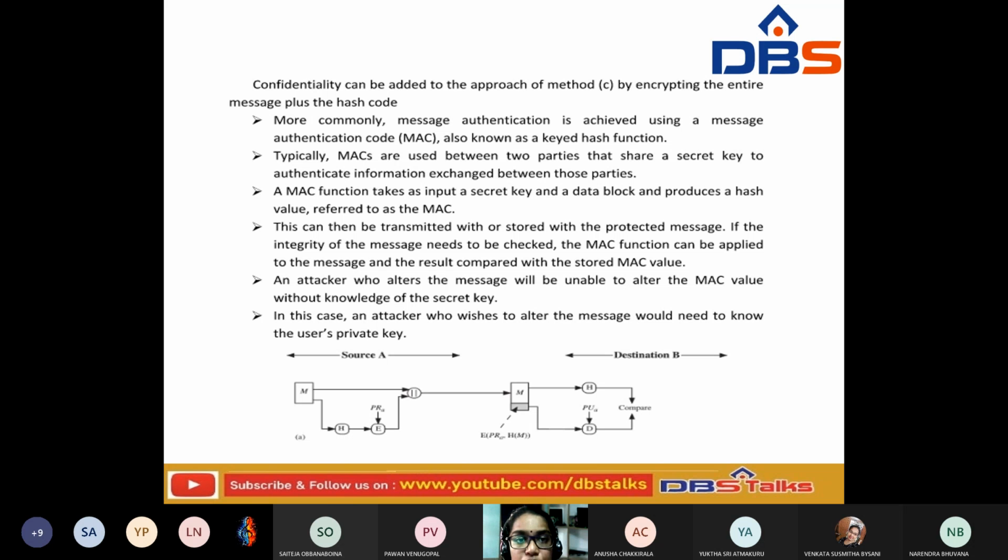For that, it has to provide encryption for that particular message, and again it has to provide the encryption. After performing the encryption, it has to decrypt that message, and after that it has to compare both hash functions at the source and destination side, to see whether it has provided the correct message or not. At this time, it has to check whether the integrity of the message needs to be checked, whether the message authentication code function can be applied to the message and the result compared with the stored message or not. Okay.